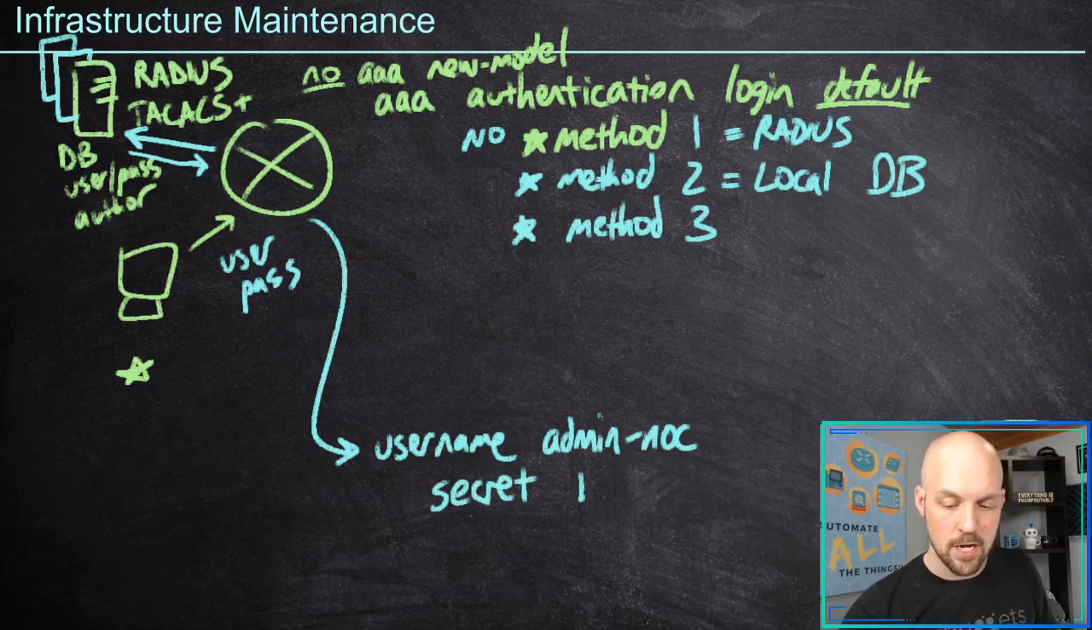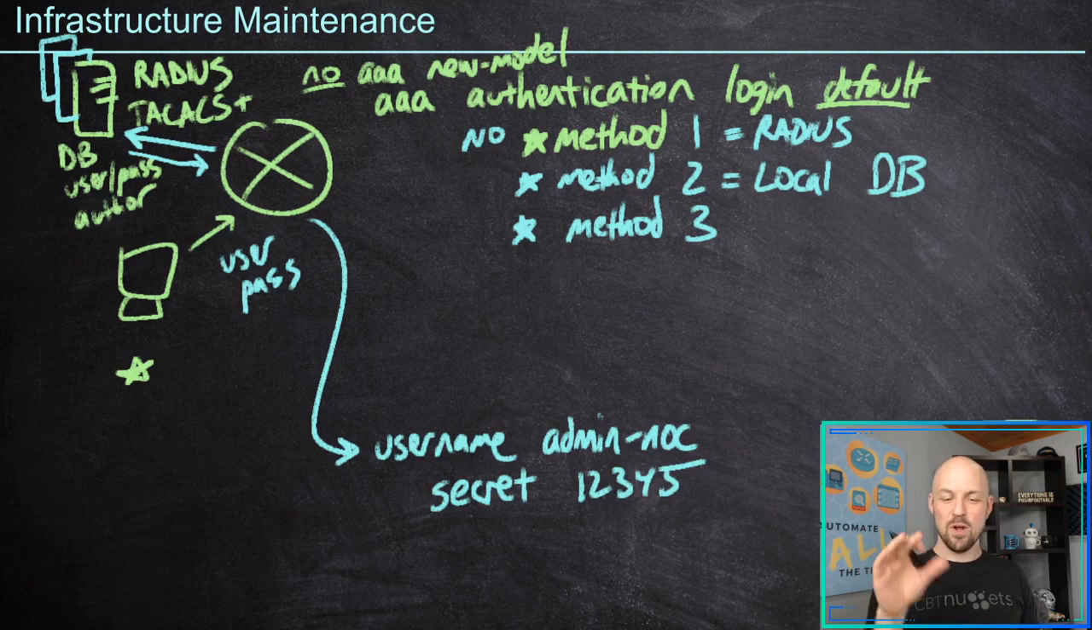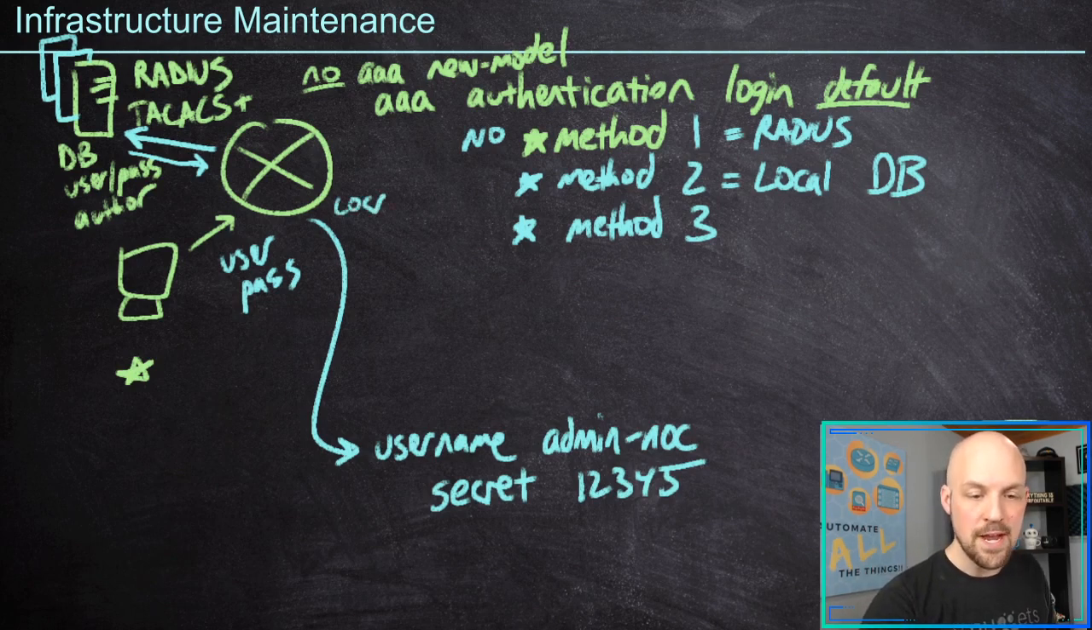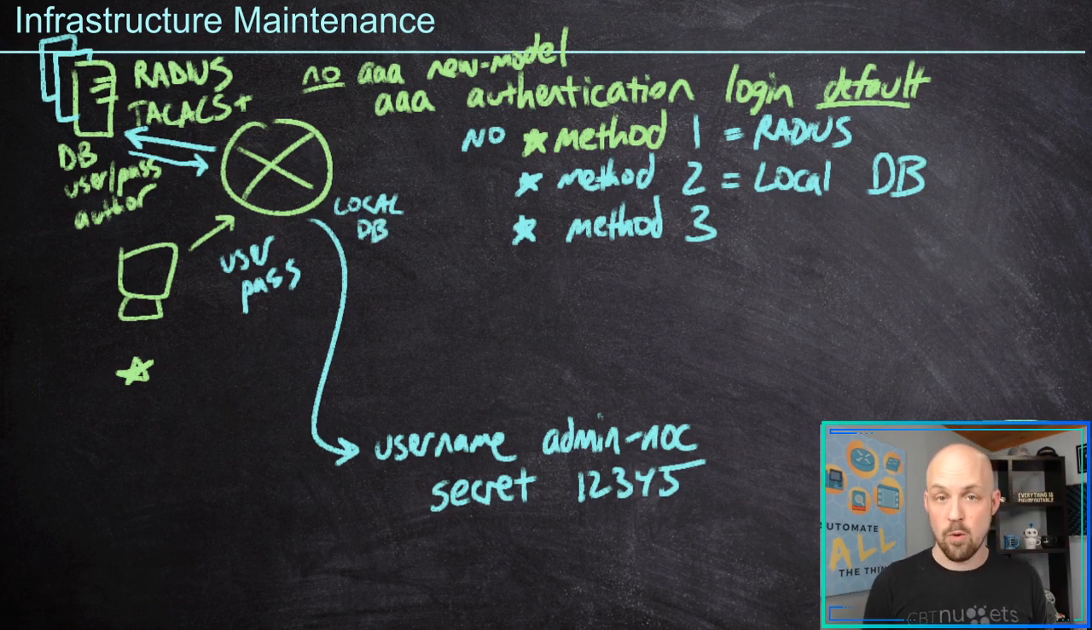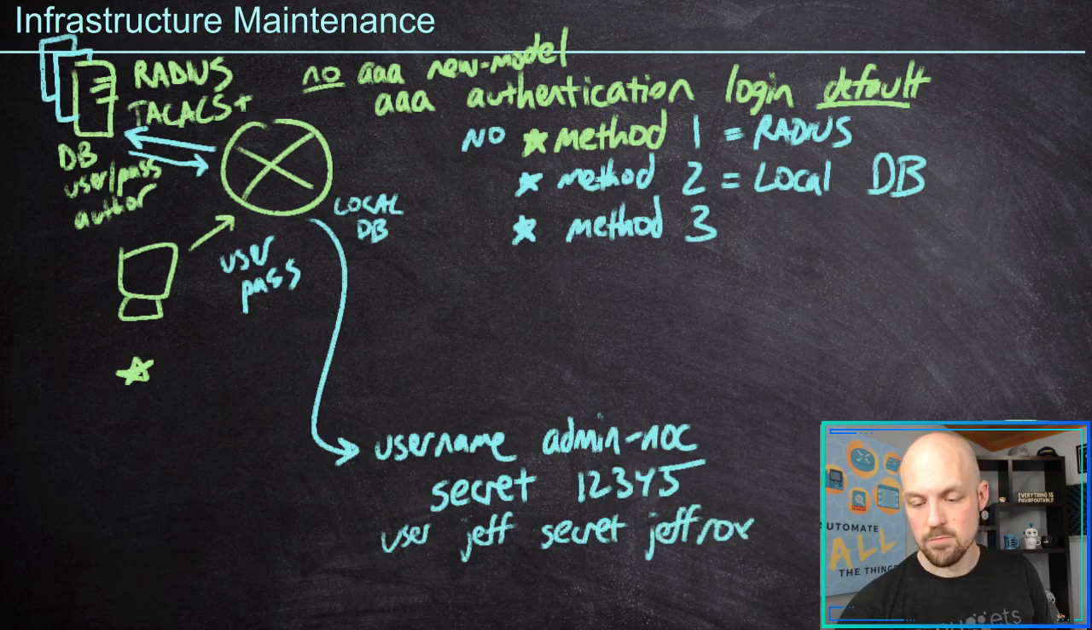This could be as unsecure as you want, 1, 2, 3, 4, 5. I'm just joking, don't actually make it insecure. But once we have that username and password, this is part of the local database. Of course, I can make as many usernames and passwords as I want, or usernames and secrets, I should say. So I could have a username Jeff, secret, Jeff Rocks with an X so nobody can guess it.